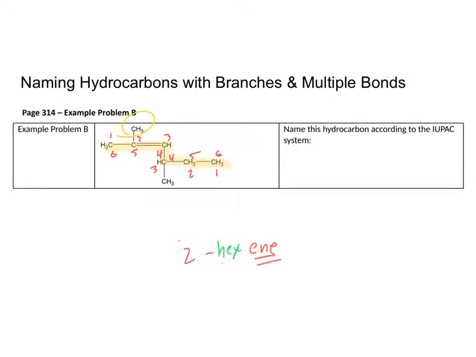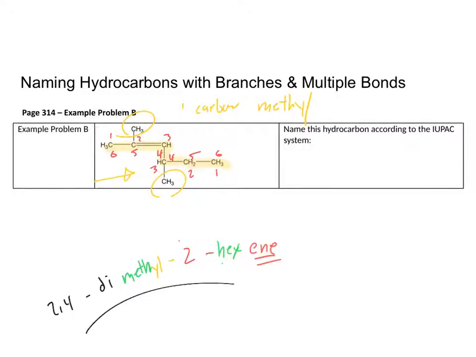I see that there's a branch here and there's a branch here. They are both 1 carbon long, which makes them methyls. Okay, so I have to figure out, since I'm going from left to right in this case, because of the multiple bond, I now need to tell the world where my methyls are. So I have a methyl, and I happen to have 2 of them. So it's going to be a dimethyl, and they are located on the 2nd and the 4th carbon. So it's a 2,4 dimethyl 2-hexene.